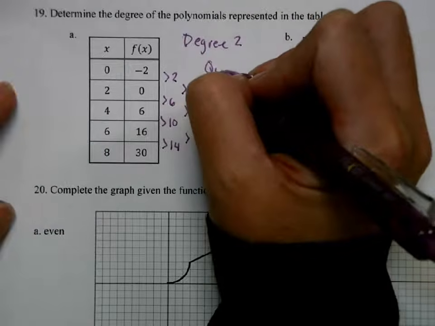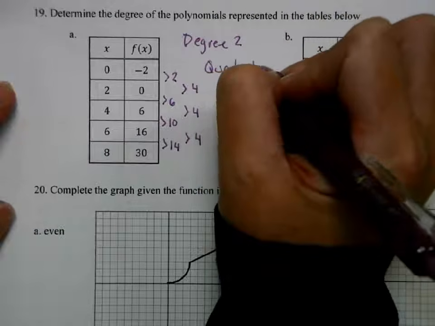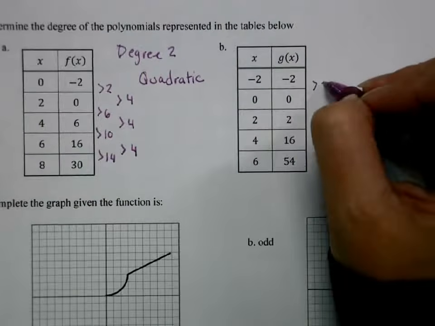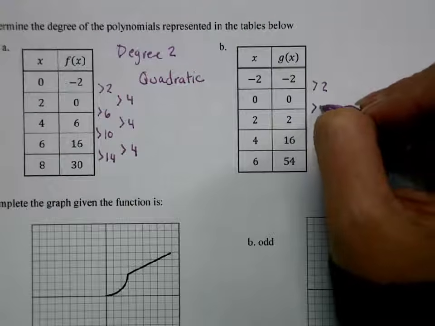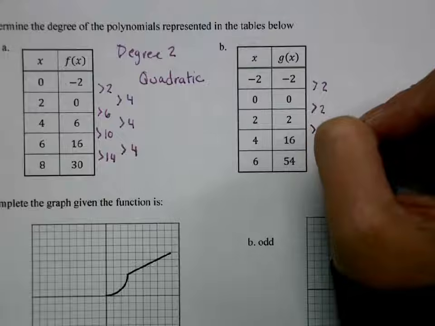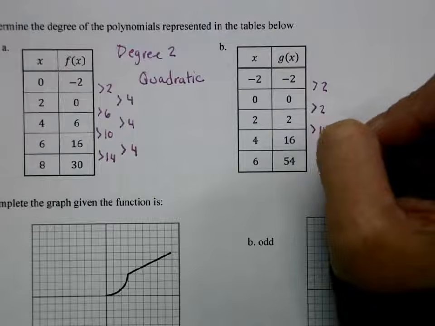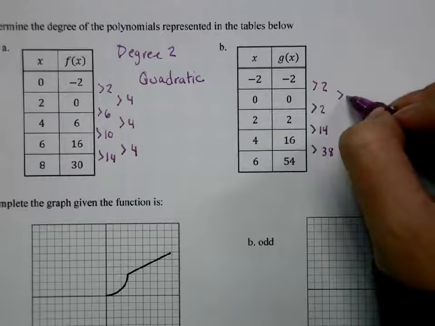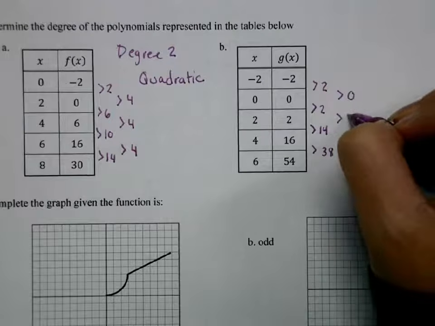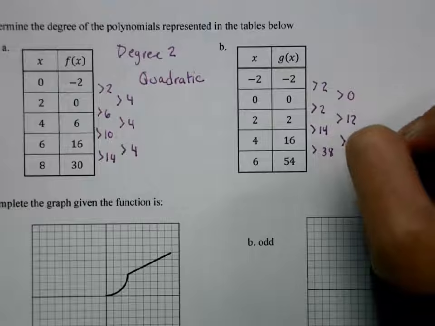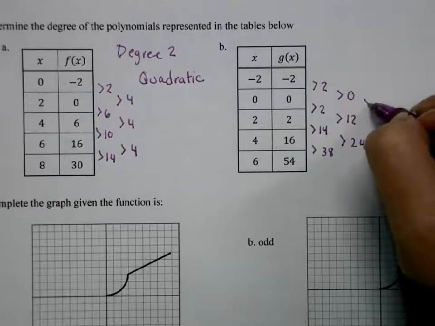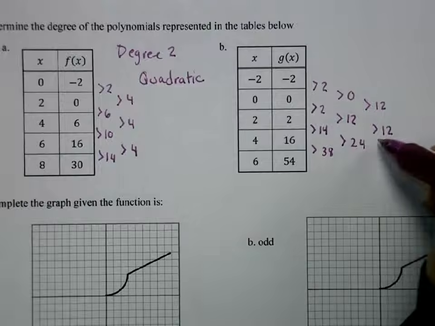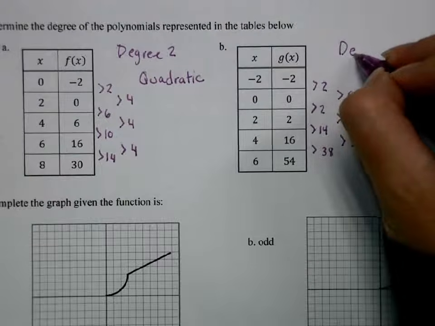Here I'm going up 2, up 2, up 14. Here I'm going up 38. So we're going up 0, 12, and 24. Going up 12, going up 12. So it took me 3 rounds to get there. So this is a degree 3, or a cubic polynomial.